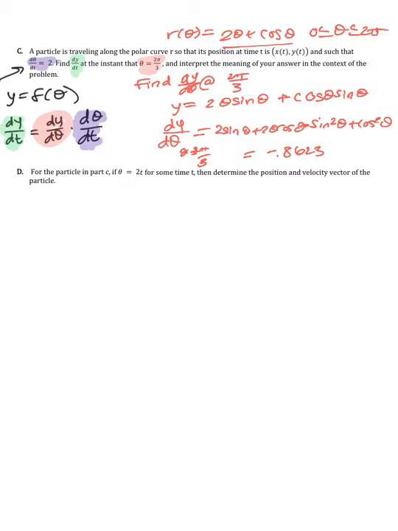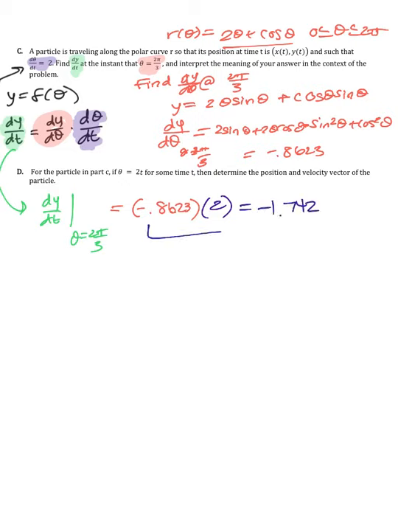So now I'm going to plug in what I know. I want to know what dy dt is at the moment that theta equals 2 pi over 3. And what I know is that dy d theta at that moment is negative 0.8623, and that d theta dt at that moment and at all moments is 2. So I can just multiply this to get negative 1.742. You don't even have to do that. You could leave it just like this, because really to interpret this, all that matters is the sign. Is it positive or negative?